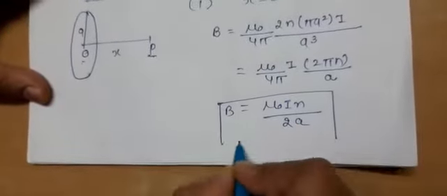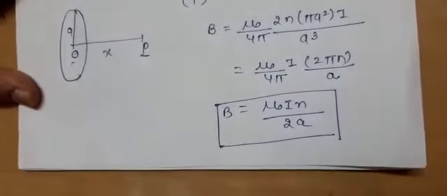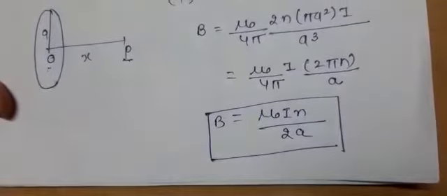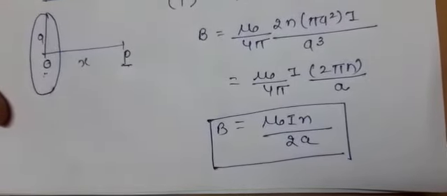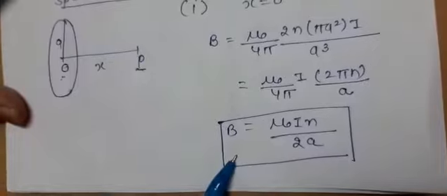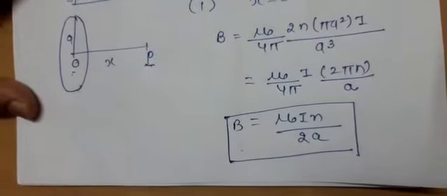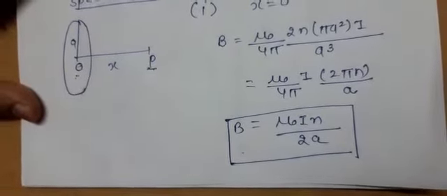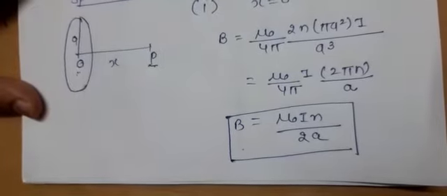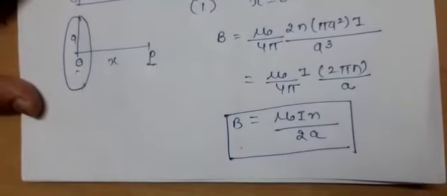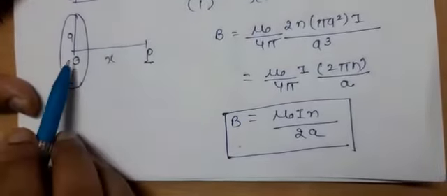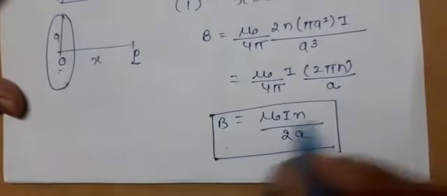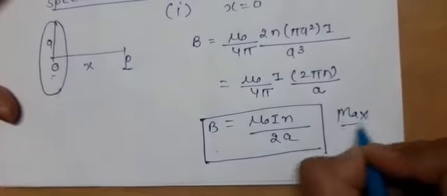Yes, this is the same result which we obtained at the center of the circular loop when we derived the magnetic field. So it means this is nothing but a special case of this particular derivation. You will get the same conclusion. So it means at the center of the circular coil it has the maximum value.